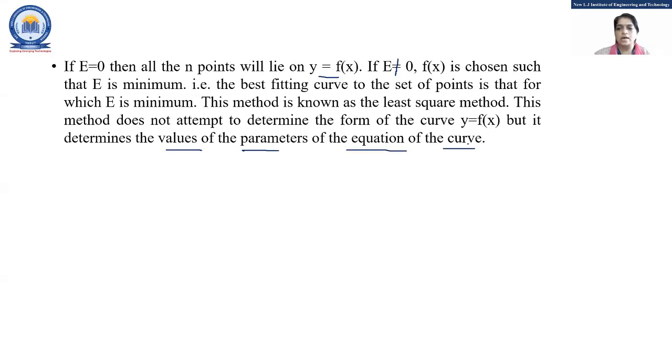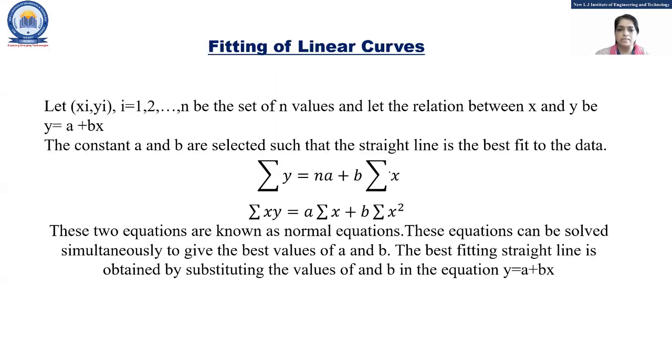Okay, students, so let's start some examples based on the least square method for better understanding. My first method is fitting of linear curves. For that, let (xi, yi), where i running from 1 to n, be the set of n values, and let the relation between x and y be y equal to a plus bx. The constants a and b are selected such that the straight line is the best fit to the data.